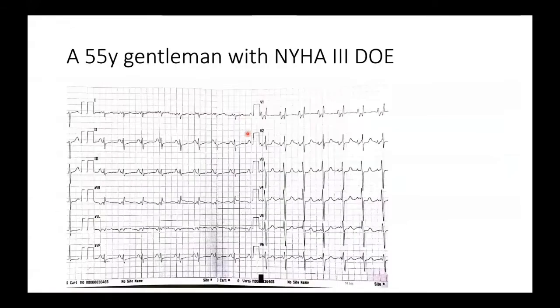So next we'll go to another ECG of a 55-year-old gentleman with a history of class 3 NYHA dyspnea. We know that NYHA is class 1 to 4. Class 4 means dyspnea at rest. Class 3 means ordinary physical activities cause dyspnea. So this patient has a class 3 NYHA dyspnea, and if you see, this is a sinus rhythm.